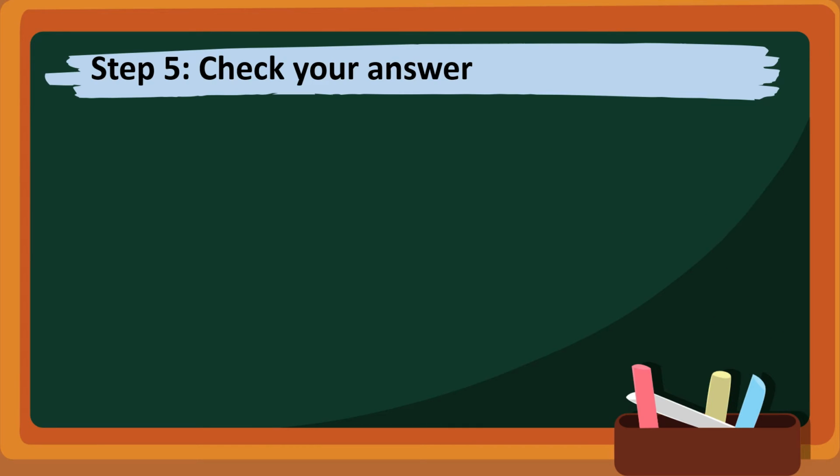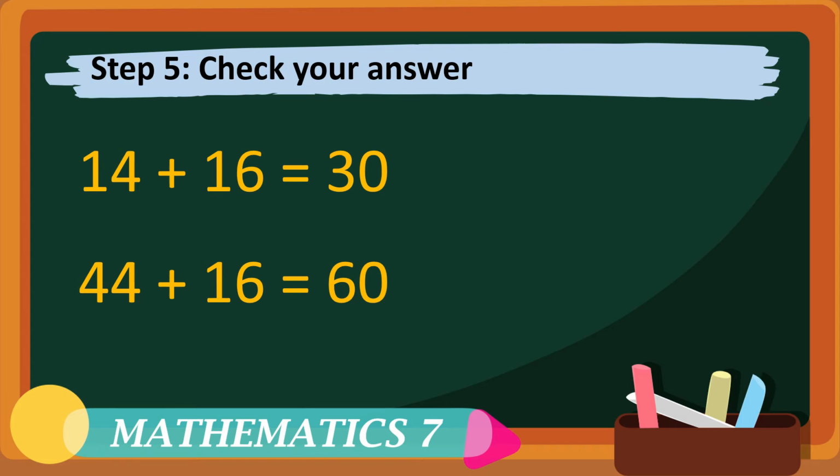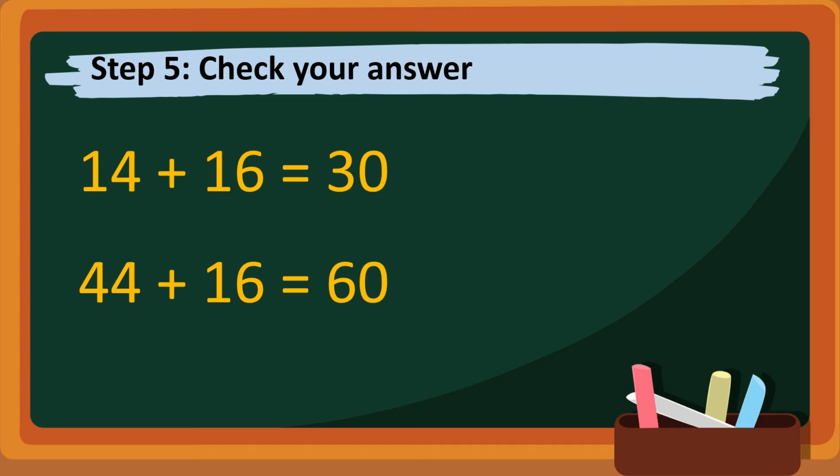Step number 5. Check your answer. To check, if Zab's age now is 14, her age in 16 years is 14 plus 16, which is equal to 30. If Anton's age now is 44, his age in 16 years is 44 plus 16, and that would be equal to 60. The age of Anton is twice the age of Zab 16 years from now, which is the condition in the problem.